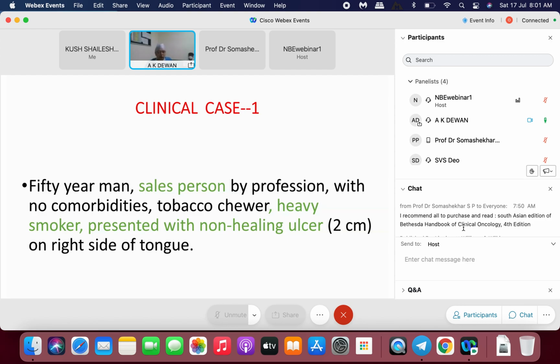You will be shown a slide: 50-year-old man, salesperson by profession with no comorbidities, tobacco chewer, heavy smoker, presented with a non-healing ulcer on the right side. Here, important is salesperson. You will be surprised why I'm saying his profession is important. He has developed carcinoma tongue, and he is a heavy smoker, presented with a non-healing ulcer.